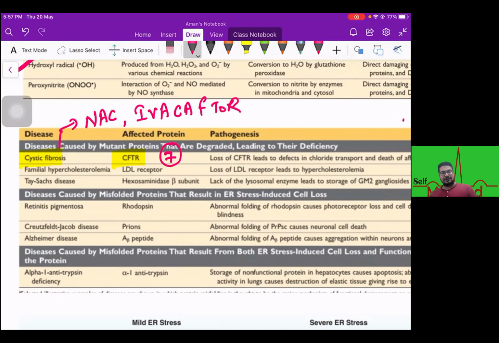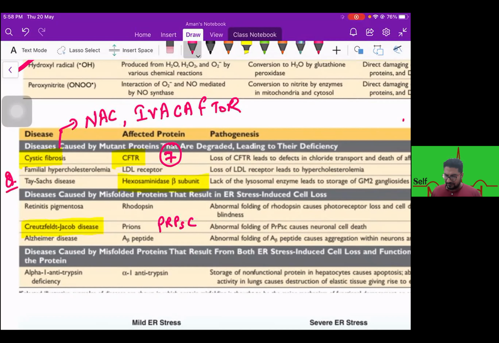Okay, then familial hypercholesterolemia is due to an LDL receptor mutation. Tay-Sachs disease, a biochemistry question that they ask in exams, is due to hexosaminidase A deficiency. Then we have diseases that can occur due to misfolded proteins, like retinitis pigmentosa due to rhodopsin mutation. We can have Creutzfeldt-Jakob disease, a prion disease due to prion protein PrPSc. There can be Alzheimer disease, that is due to accumulation of amyloid peptide.